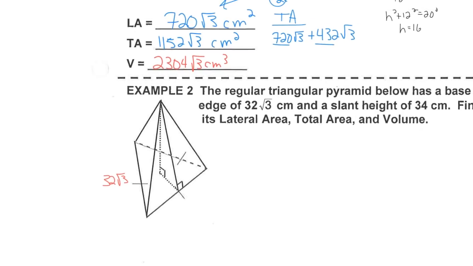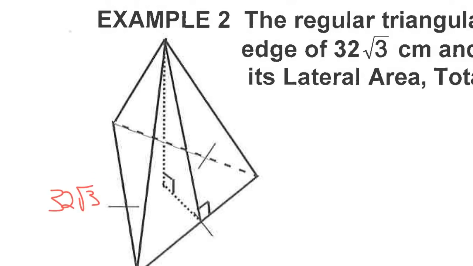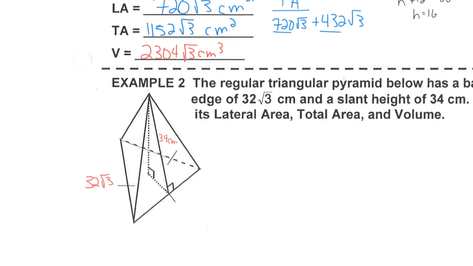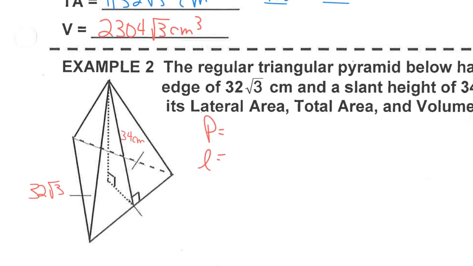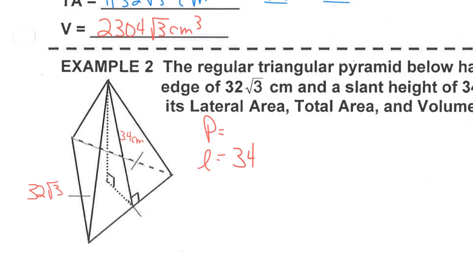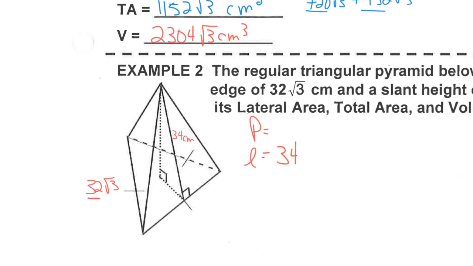and a slant height of 34 centimeters. So it gave us pretty much the same stuff. It says find the lateral, total area, and volume. So let's go ahead and label out. We need perimeter of the base. We need slant height. We can go ahead and find both of those. Slant height was 34. The perimeter, I have 32 square roots of 3 times 3 gives me 96 square roots of 3. So we got both of those.